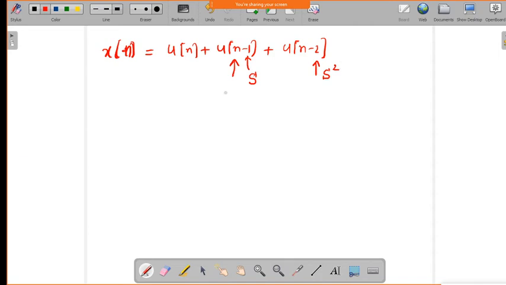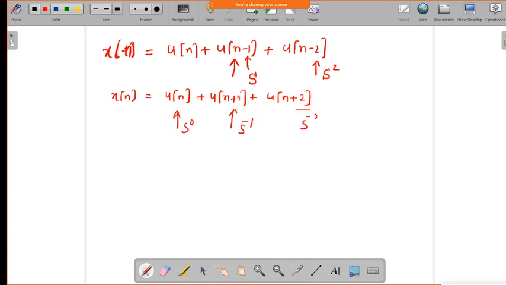In a similar way, if you take the positive direction, that is, if you represent x of n equal to u of n plus u of n plus 1 plus u of n plus 2, then this will be represented as s power minus 1. Here there is no shift, so you can put it as s power 0, the unit time delay. And here you can represent it as s power minus 2.